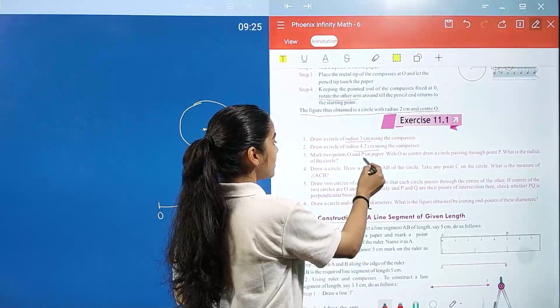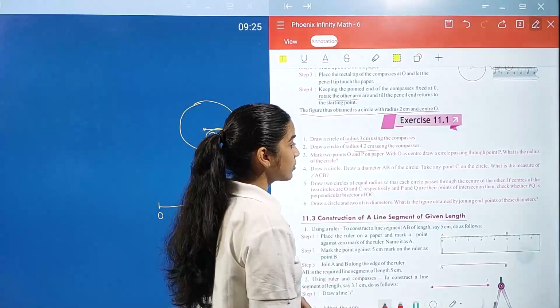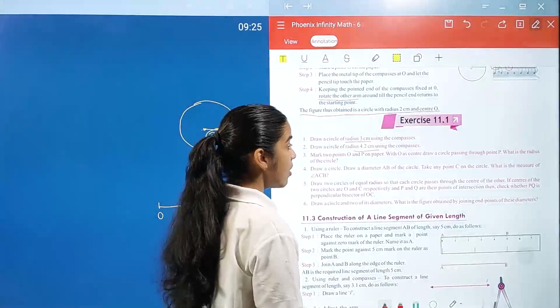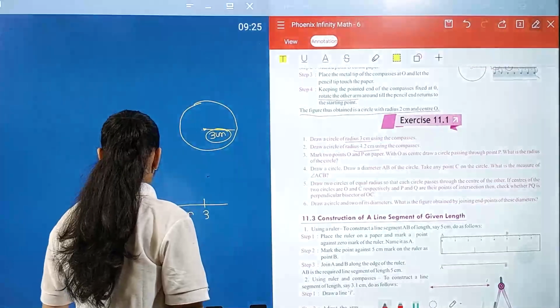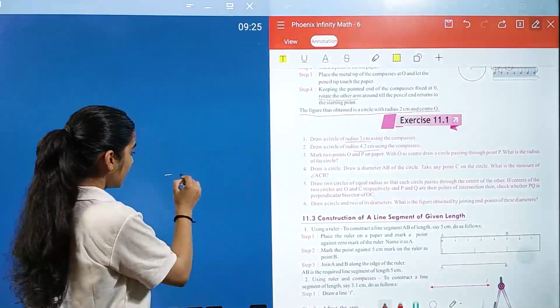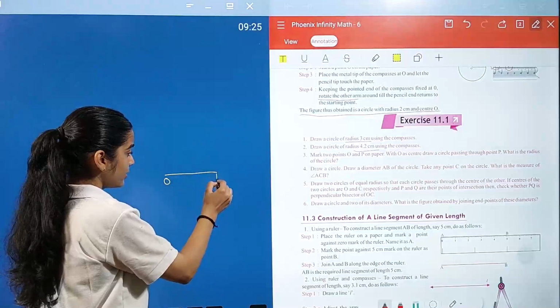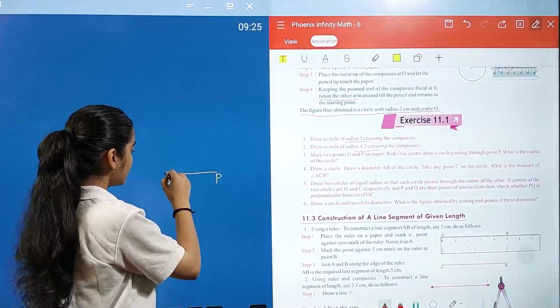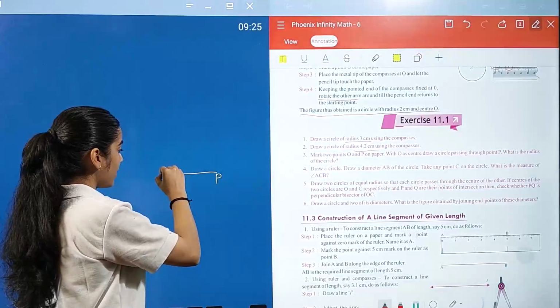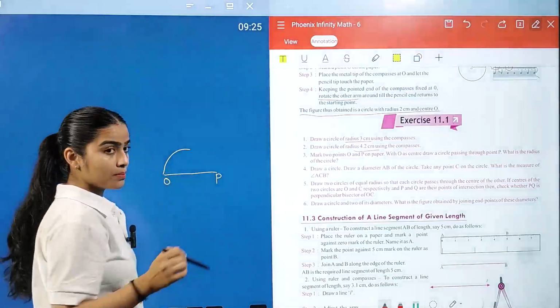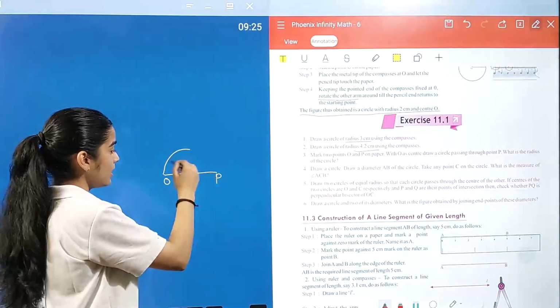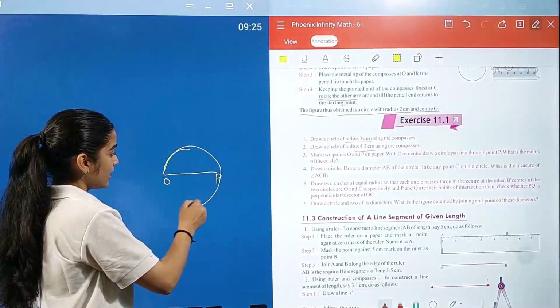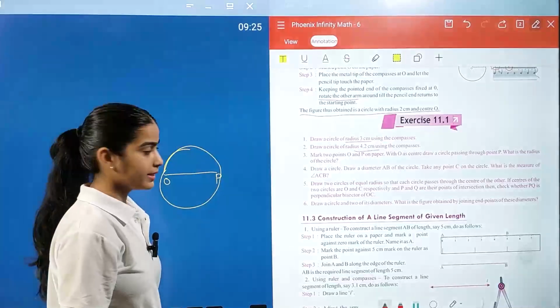Mark 2 points O and P on paper with O as center. Draw a circle passing through point P. What is the radius of the circle? For this, what you have to do? Draw a line segment OP. Okay. After this, place your metal tip here and open your compass 0 to P and make a circle. And then you have to measure what is your radius.